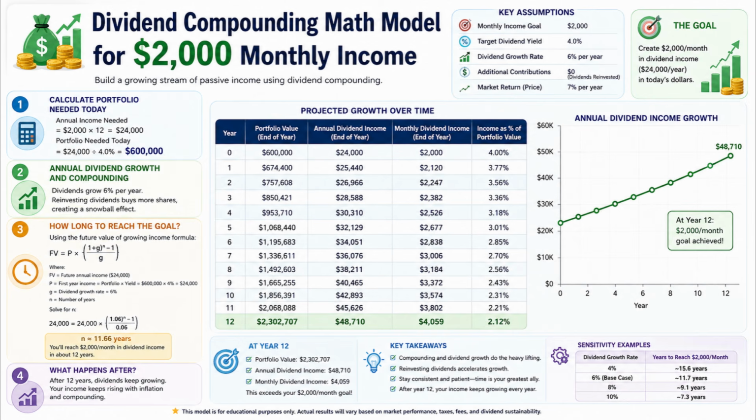target. With dividend growth of 4%, reaching the target may take approximately 15.6 years. At a 6% dividend growth rate, the estimated time falls to around 11.7 years. With 8% dividend growth, the target may be reached in approximately 9.1 years, while a 10% growth rate could reduce the period to around 7.3 years. Therefore, selecting financially strong dividend-paying companies is extremely important.